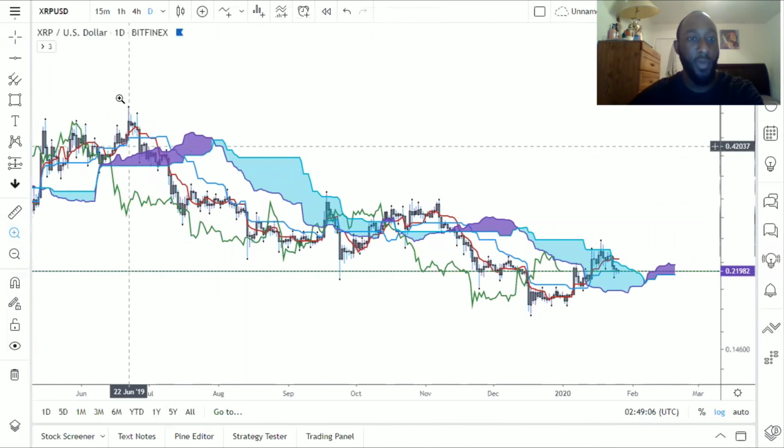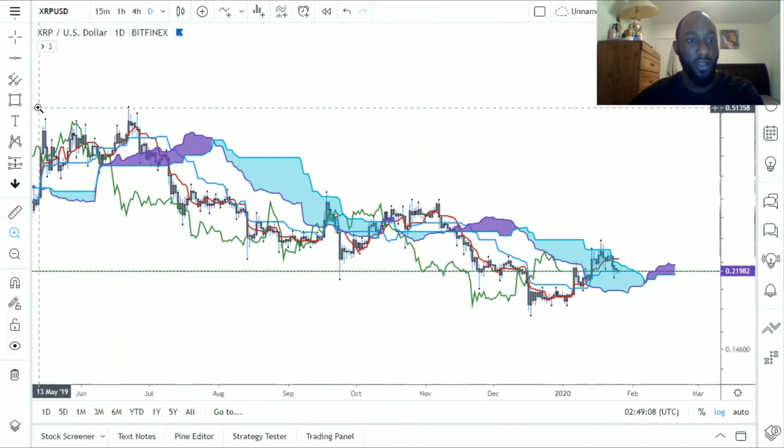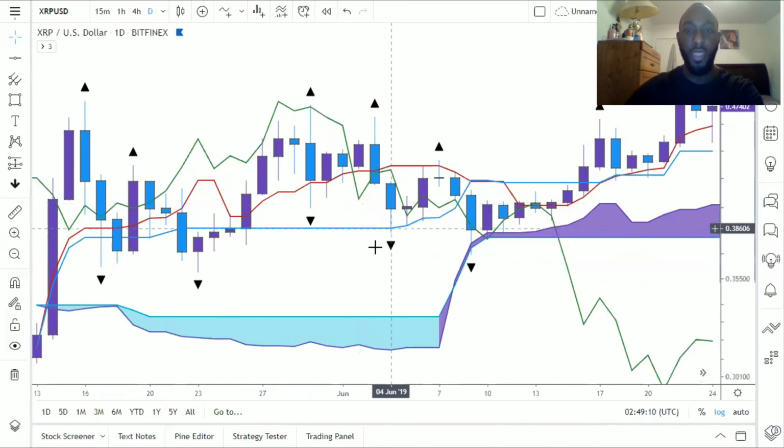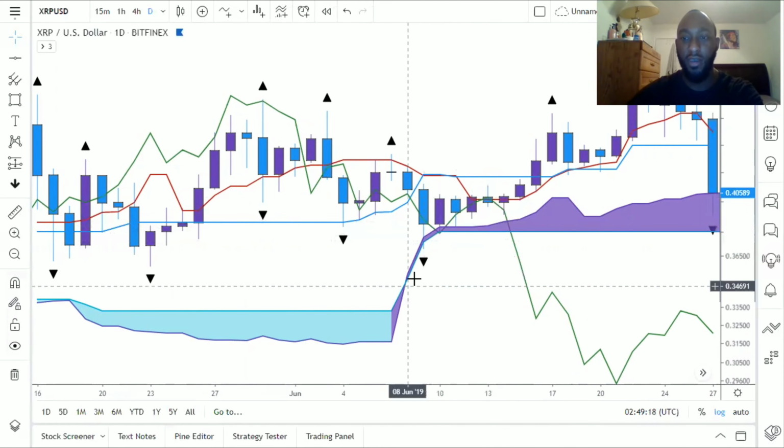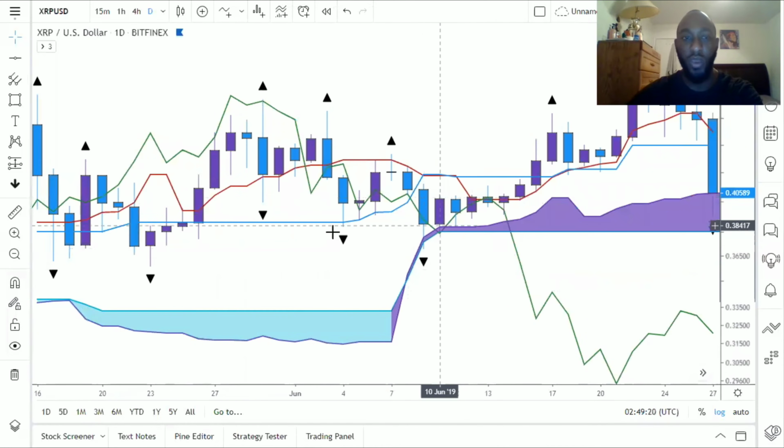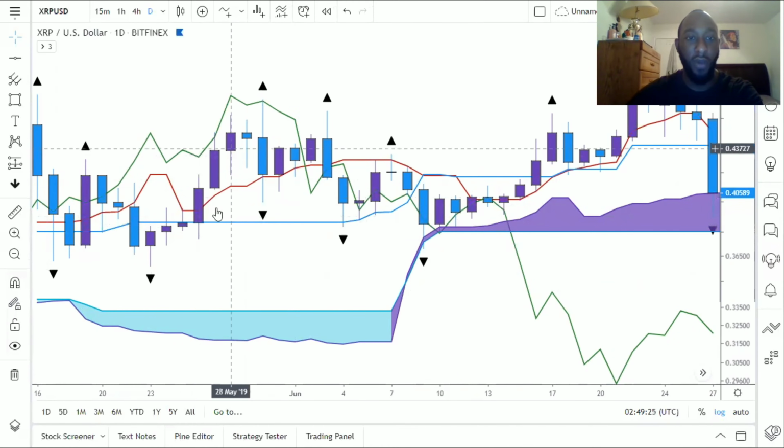Now, when I say dynamic, let's go ahead and look right in here. As you see right in here, also the Kumo cloud acts as a dynamic support and resistance as well. So you see here that price bounced off of Kijun-sen and it moves up to higher prices. This lets you know that this is also a dynamic area, a dynamic support right here that you can see.